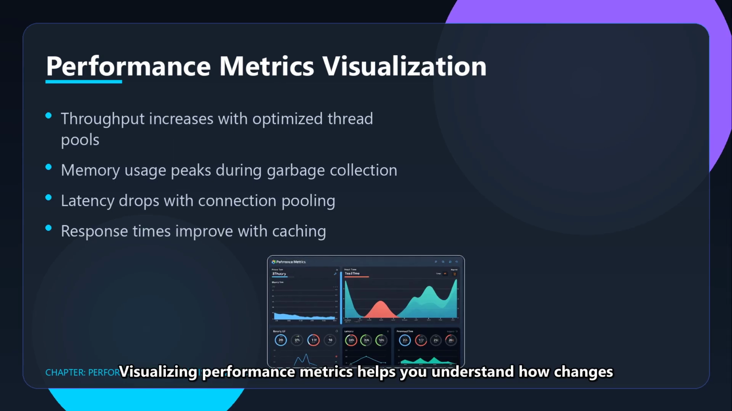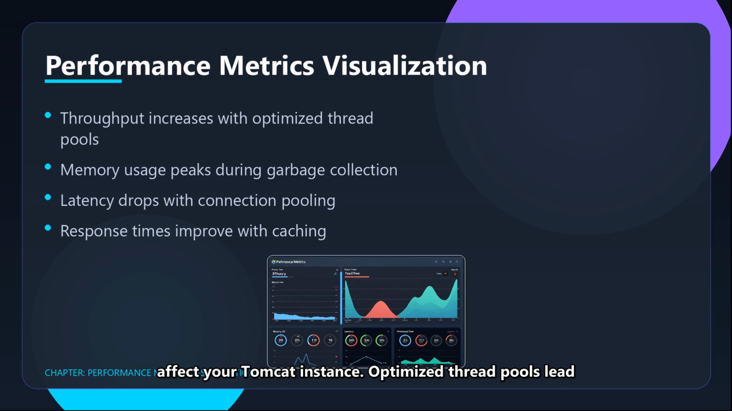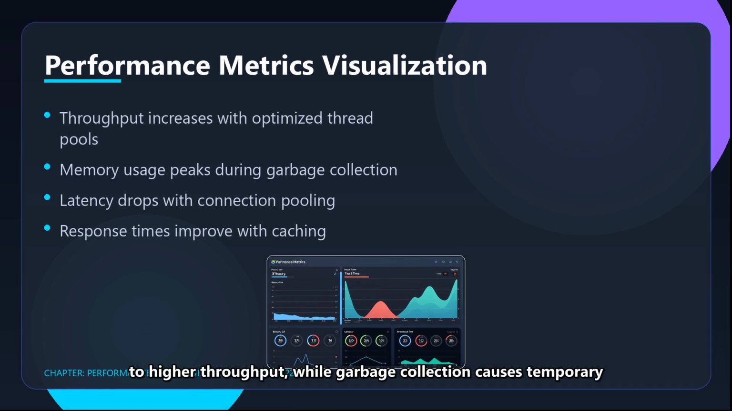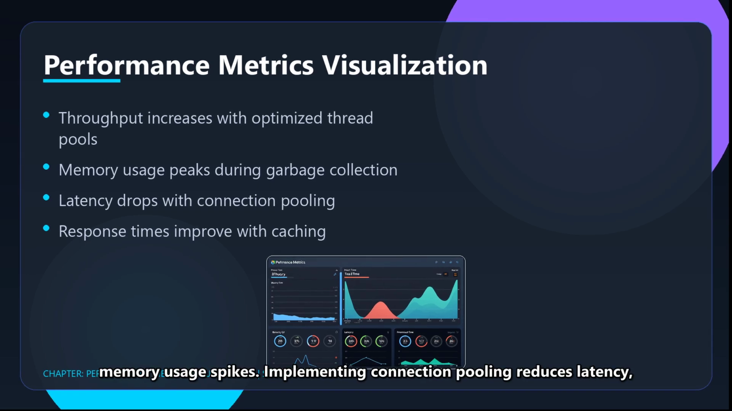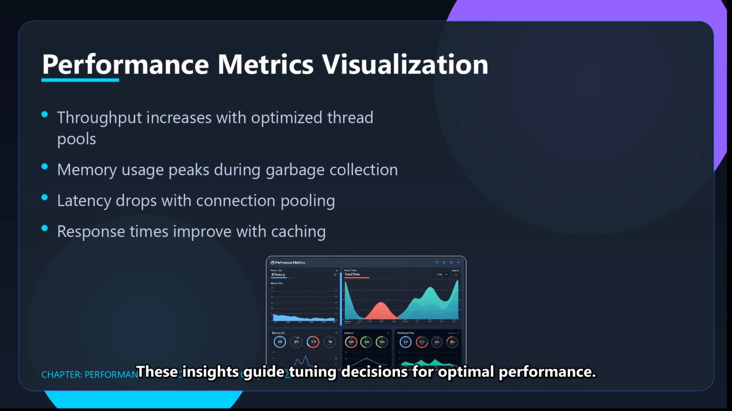Visualizing performance metrics helps you understand how changes affect your Tomcat instance. Optimized thread pools lead to higher throughput, while garbage collection causes temporary memory usage spikes. Implementing connection pooling reduces latency, and caching strategies can significantly improve response times. These insights guide tuning decisions for optimal performance.